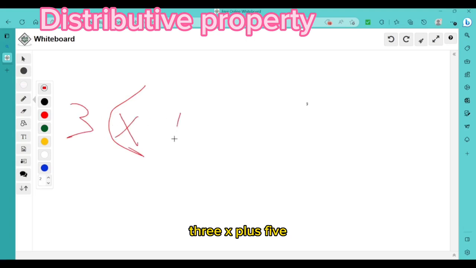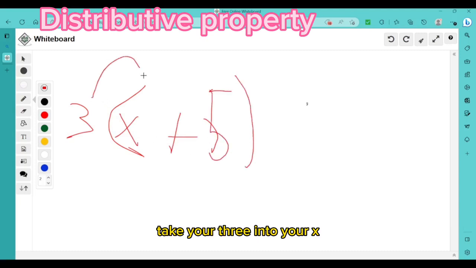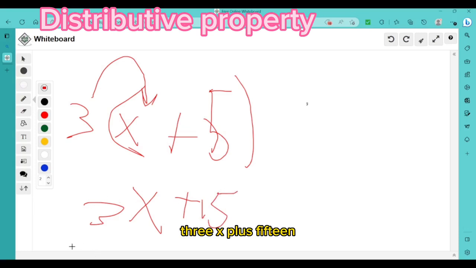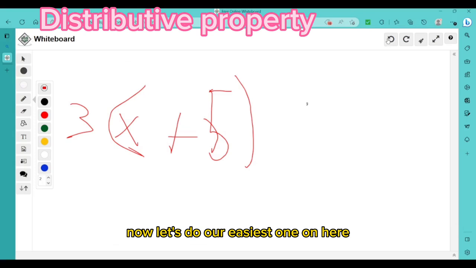3x plus 5. Wait, 5, yeah. Take it like this. Take your 3 into your x. 3x. 3 times 5 is 15. So, plus 15 is your answer. 3x plus 15.